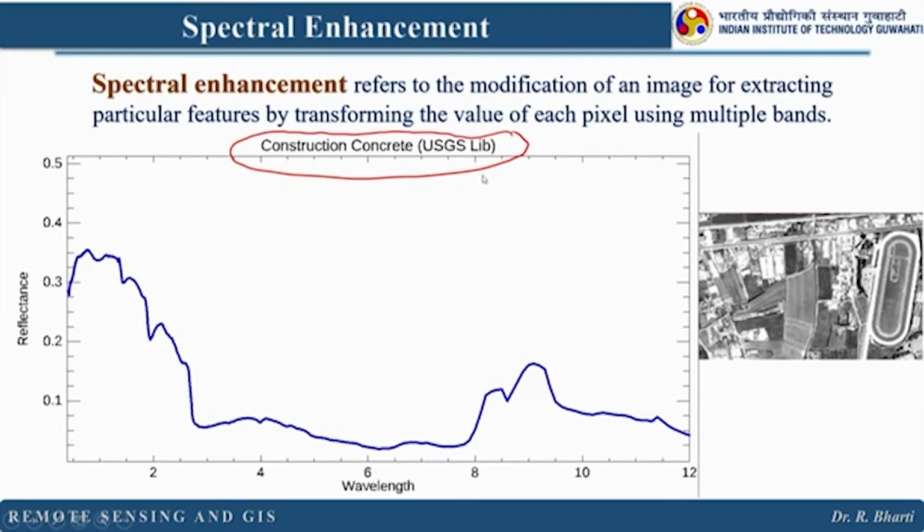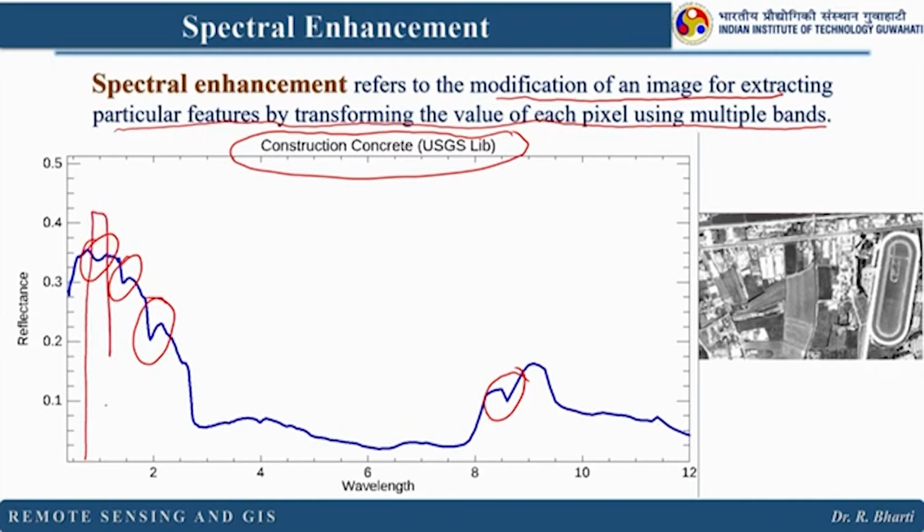So basically what we are doing is modifying the image for extracting a particular feature by transforming the value of each pixel using multiple bands. So once you have multiple bands, you can easily find out in which wavelength you are having absorption features, right? And if your satellite image has that particular band, then you can easily use it to enhance the material property, and you can easily track it on the image. So this is the beauty of spectral enhancement.